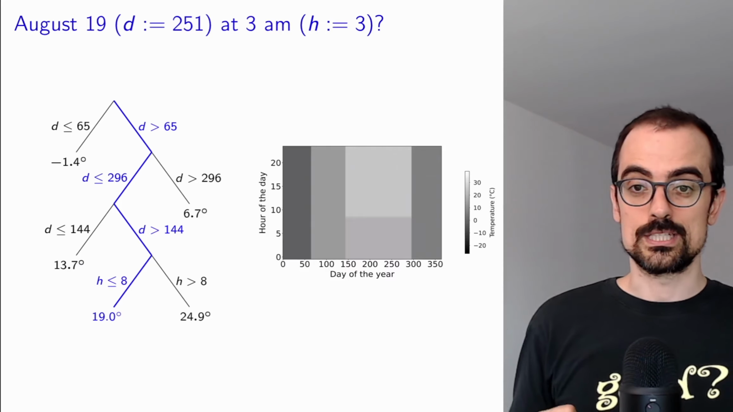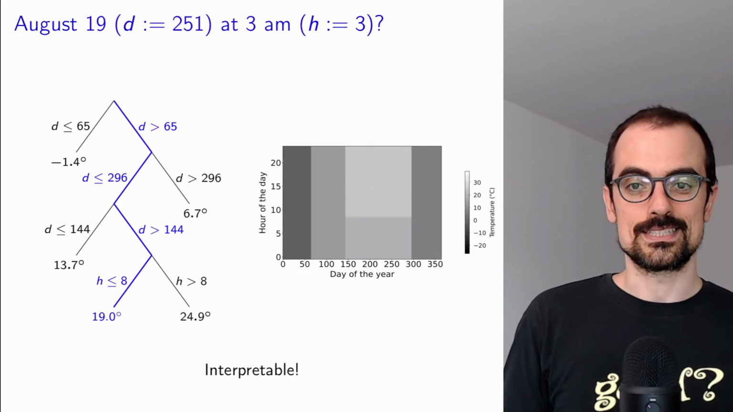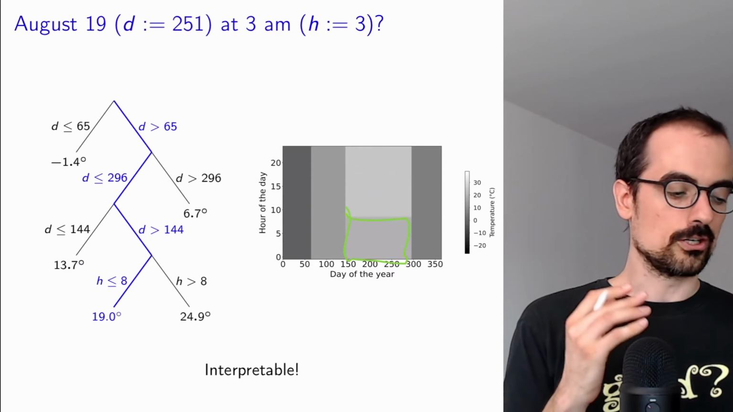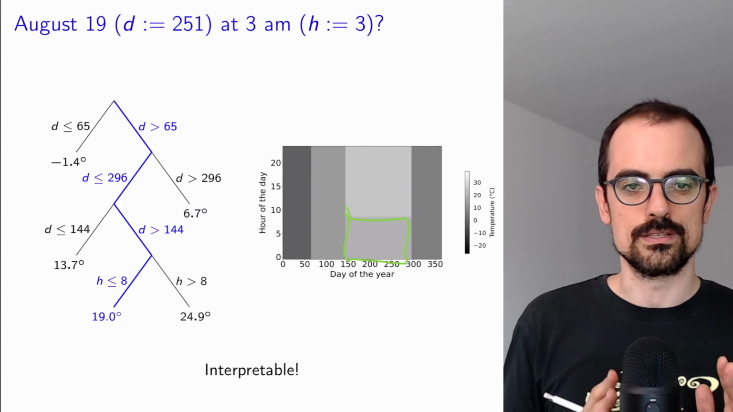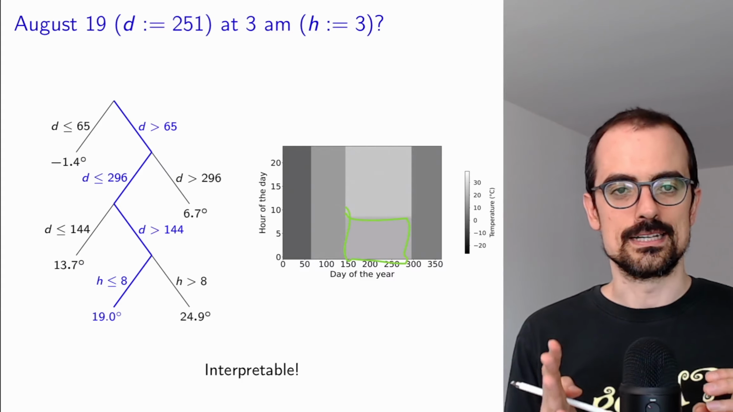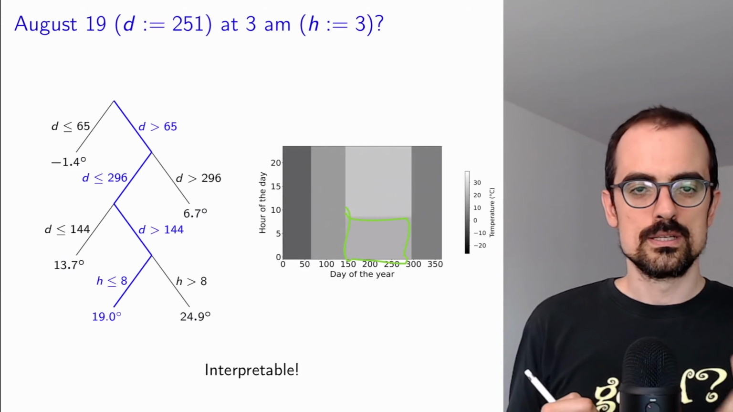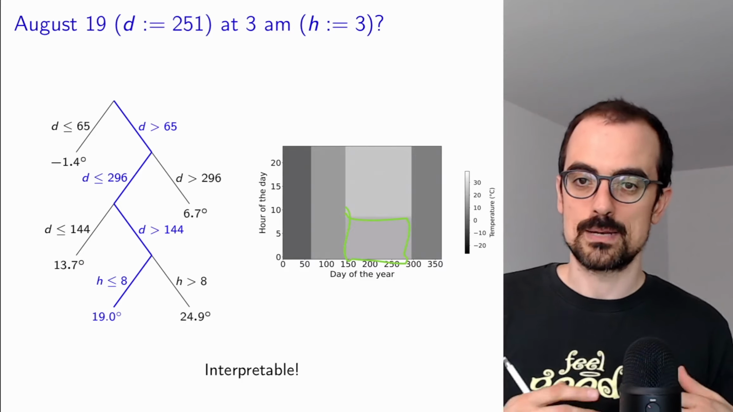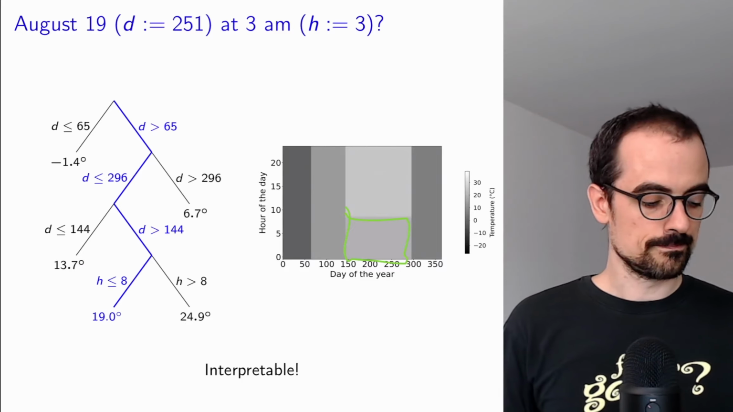And we get an estimate which is 19 degrees, which we can completely explain, right? The estimate is equal to 19 degrees because we're in that subset, because the day is between 144 and 296, and the hour is between 0 and 8. So there's an interpretable explanation of why the regression method is producing this estimate.